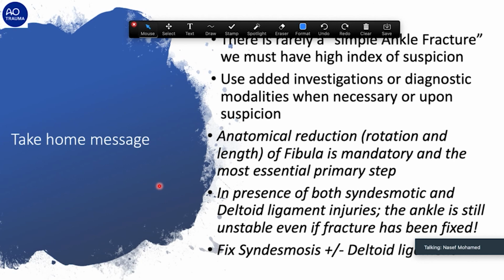Otherwise, we won't be doing the job properly, especially in comminuted, especially in malunited, like Dr. Mukhtar said. If you have both syndesmotic and deltoid ligament injuries, the ankle is still unstable. Even if you have fixed the fracture beautifully, your ankle is still unstable. And you have to fix probably the syndesmosis first, plus or minus the deltoid ligament later.